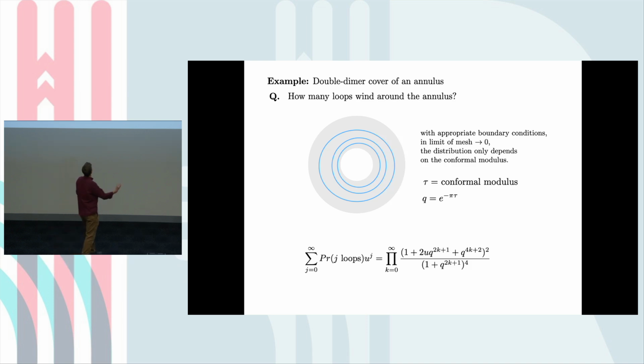This is another case where there's no boundary. Before, we had some boundary and we were computing connections. This is the analog without boundary, but still we get very, very beautiful formulas for these generating functions.